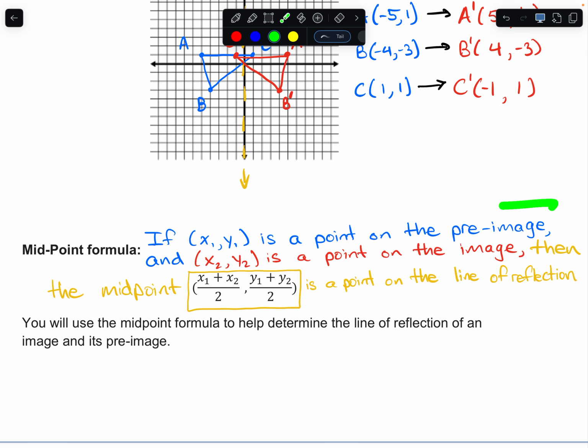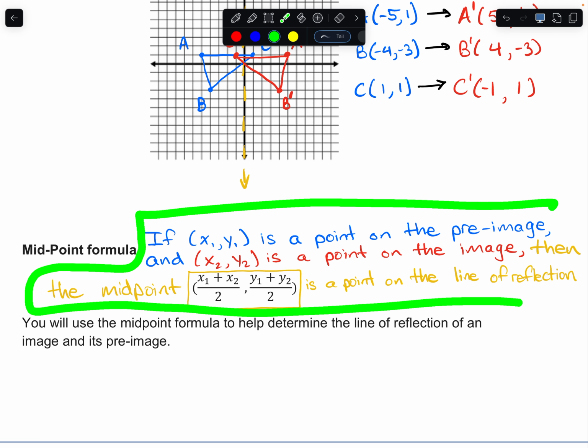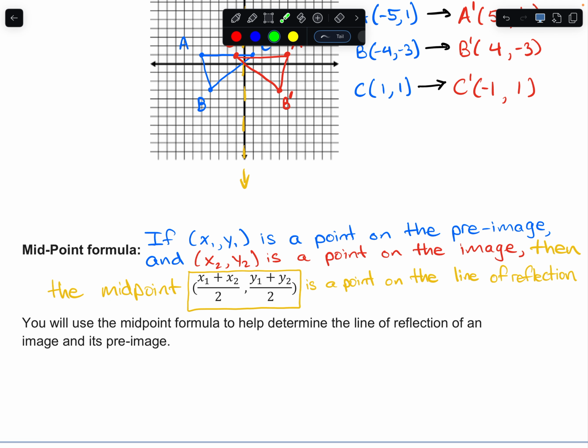So go ahead and copy this statement down here. That'll be really useful. We're going to say that x1, y1 is a point on the preimage. It's like A or B or C. And x2, y2 is some generic point on the image, like A prime or B prime or C prime.